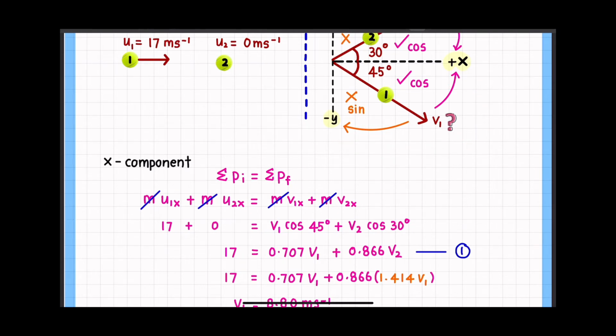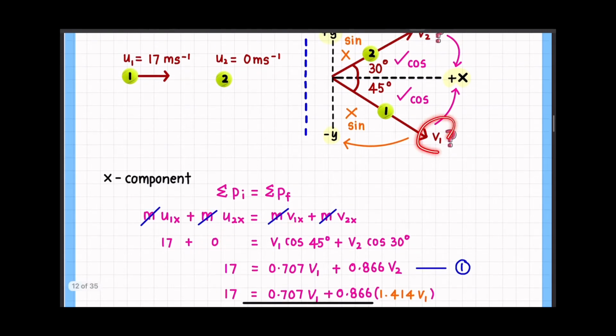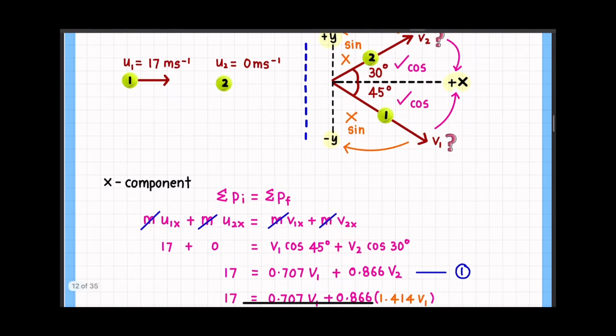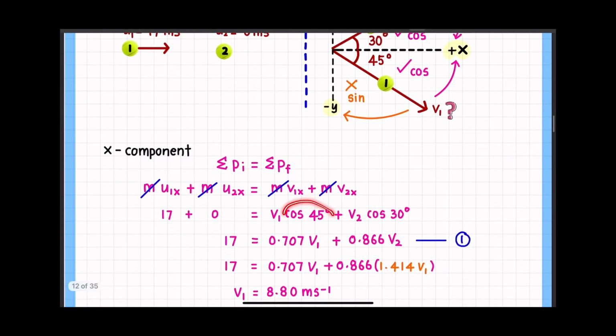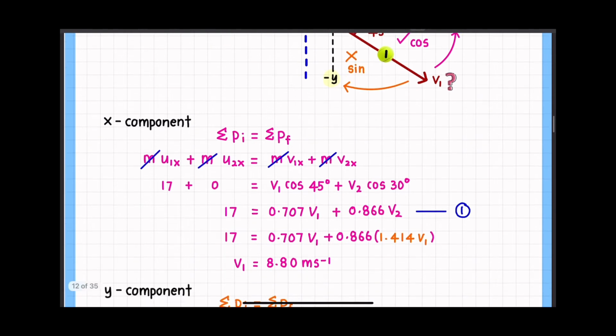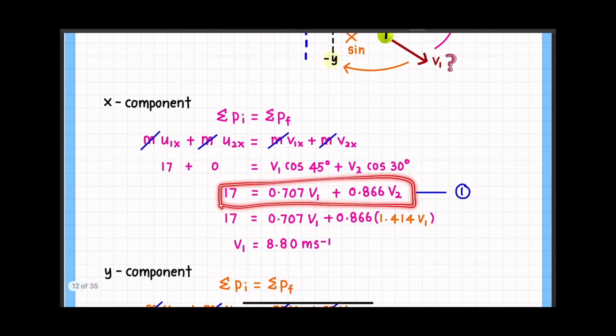Okay, jom kita tengok. U2X adalah kosong and then V1X. Tengok V1. V1 component X ada angle. Yes, dia akan guna V1 cos 45. V2 pula. Okay, V2 component X ada angle. Yes, 30. So V2 cos 30. Okay, lepas tu simplifykan cos 45 dengan cos 30 dalam sebutan nombor supaya you senang nak buat substitution. So now I have the value lah for equation yang kita nak buat substitution.